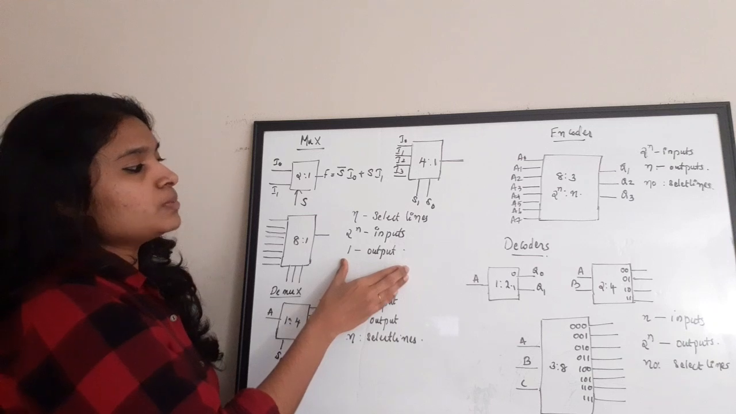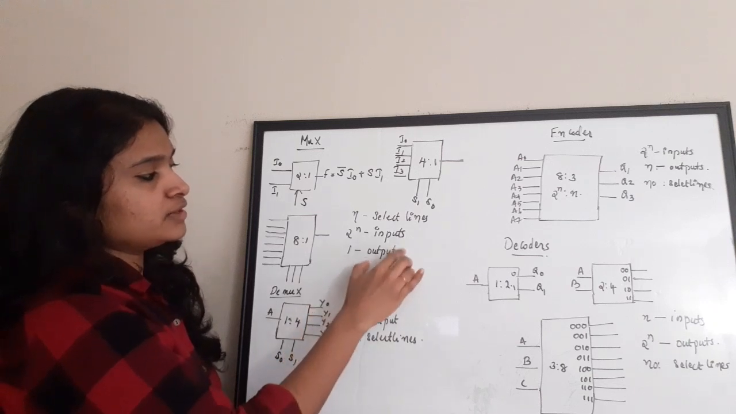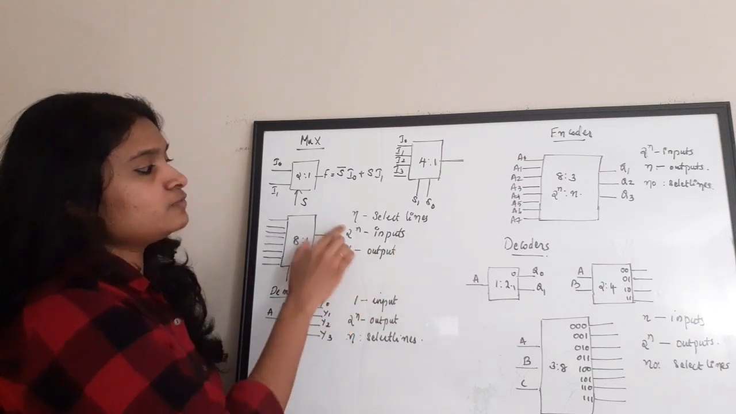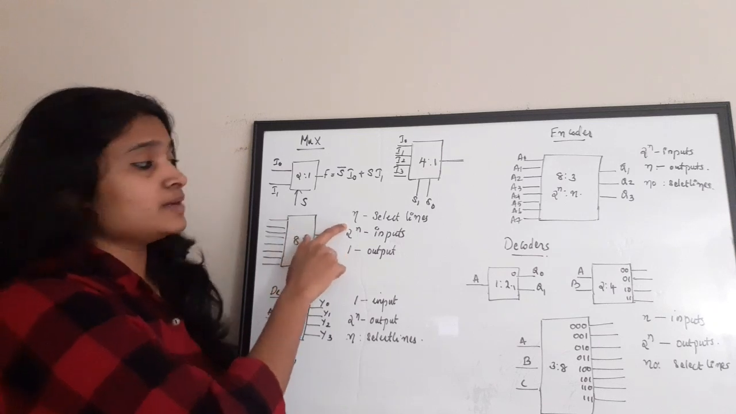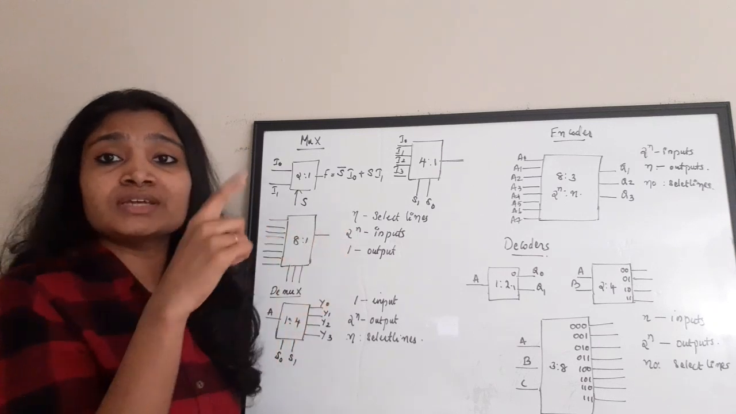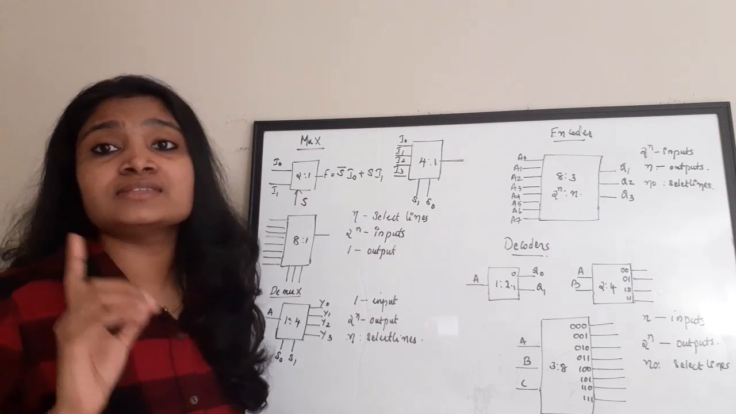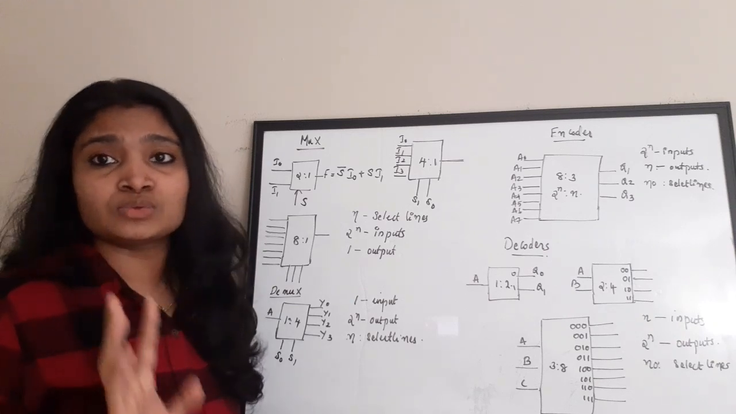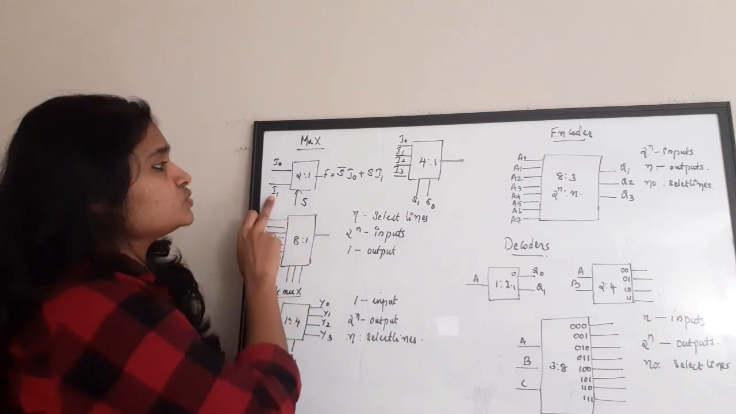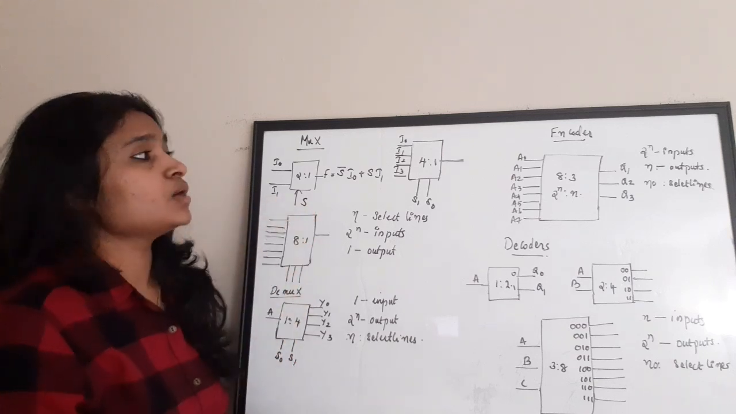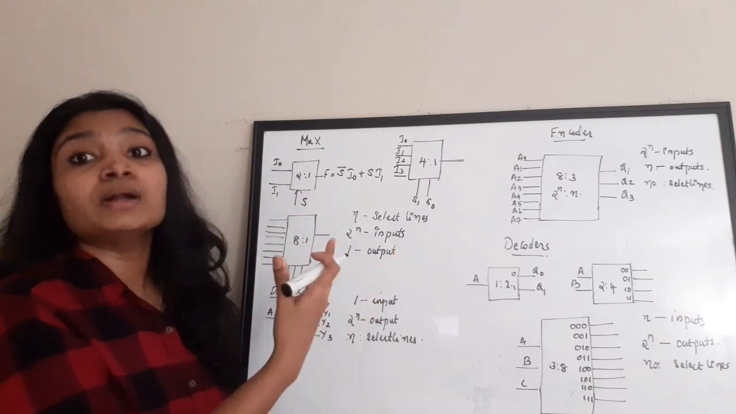Now, if you talk about the general rule for a multiplexer, if there are n select lines, then you can have up to 2 to the power n inputs. For example, if n is 1, that means 2:1, meaning 2 inputs. So this is how you can generally represent a multiplexer.